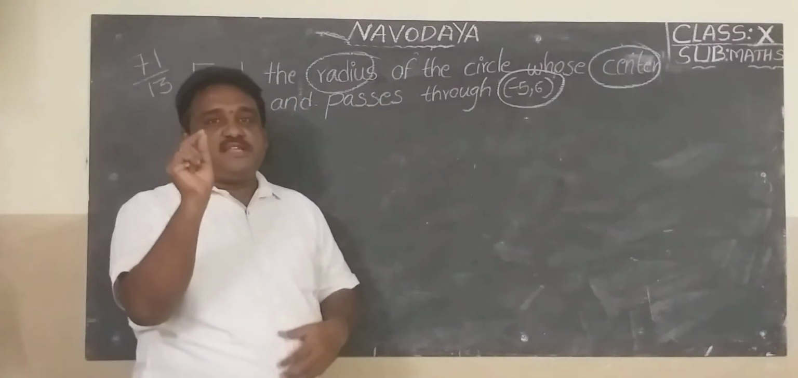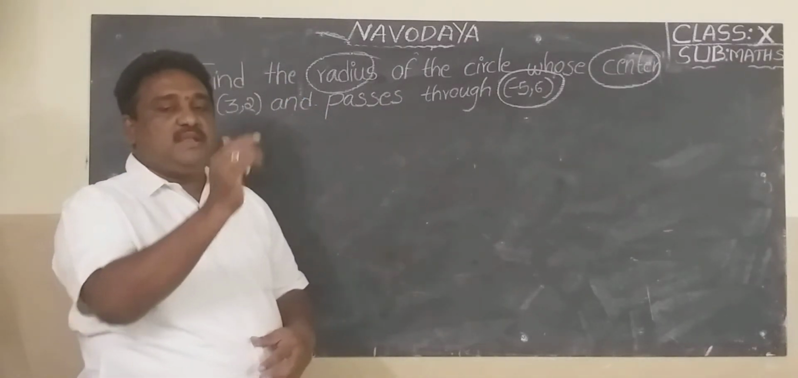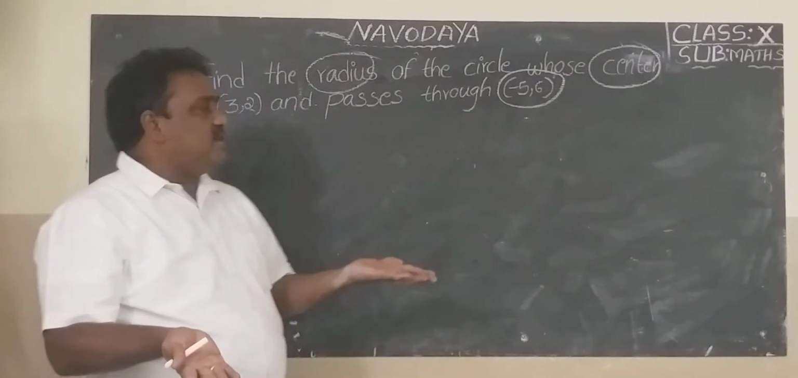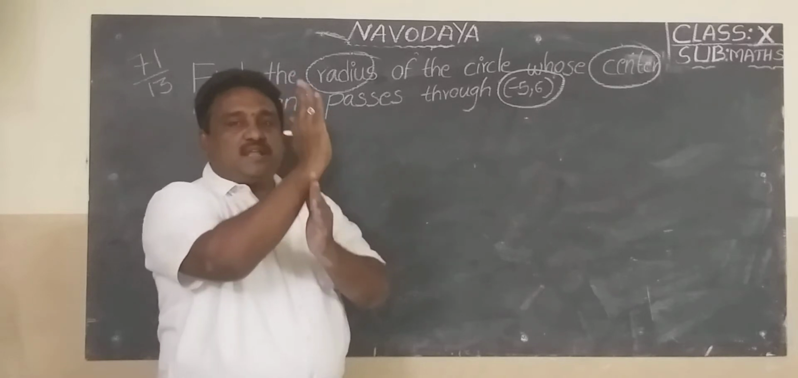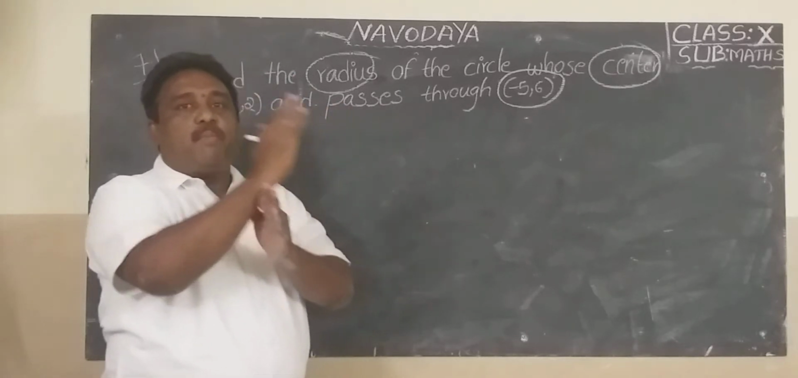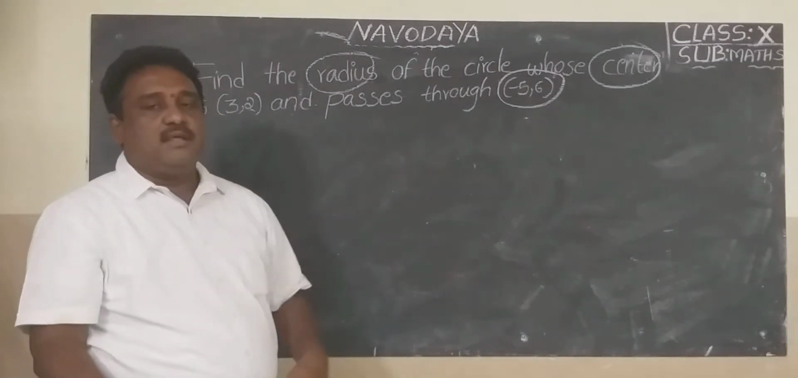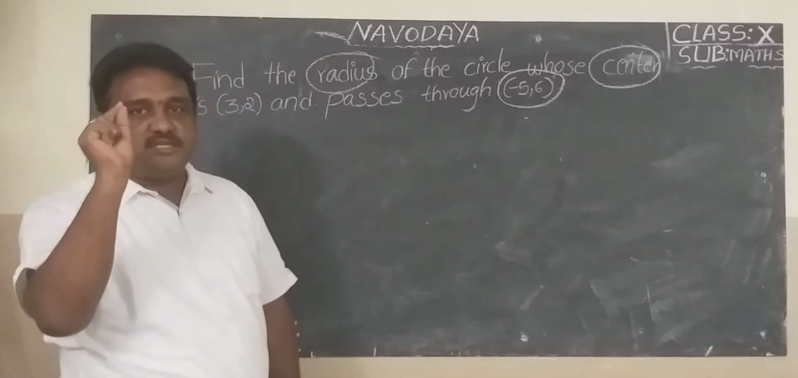Remember, radius is nothing but the distance between the center and the point. What is the definition of radius? The distance between the center of the circle and a point on the circle is known as the radius of the circle. Means we need to find out the distance.